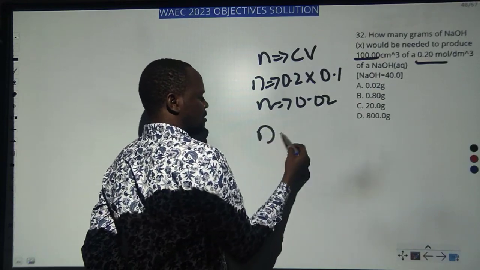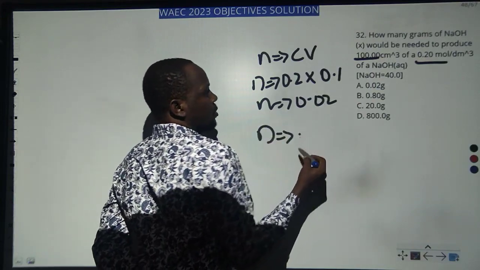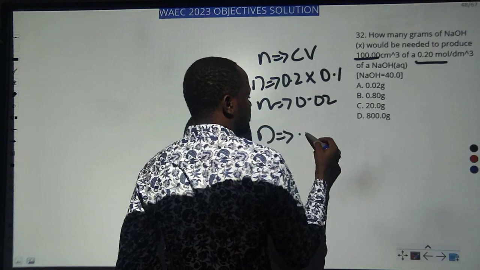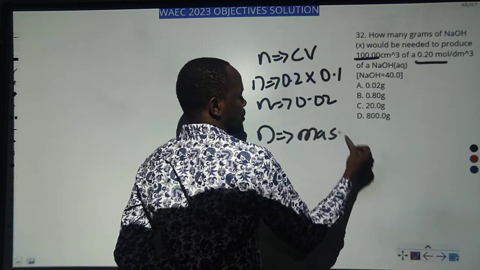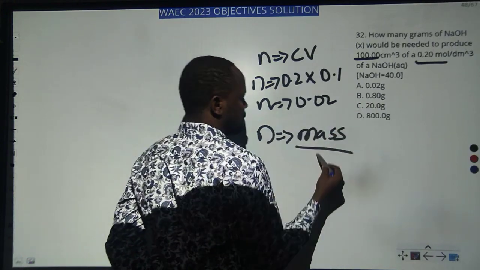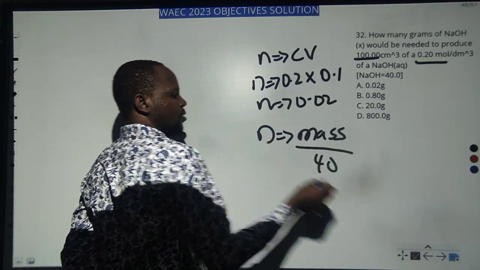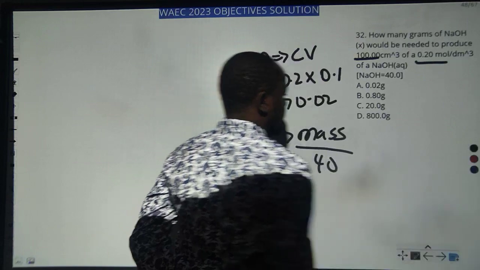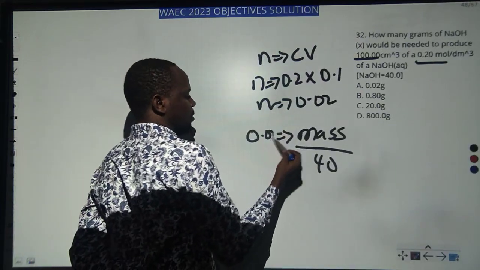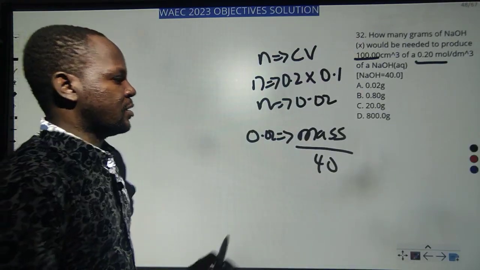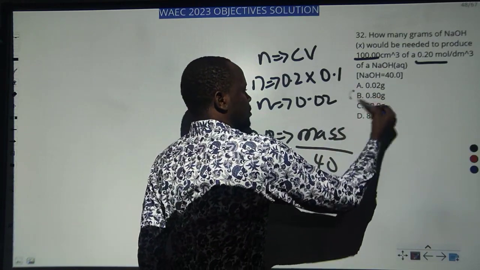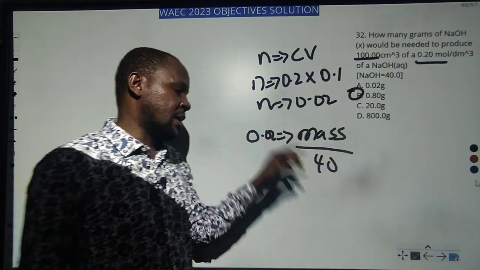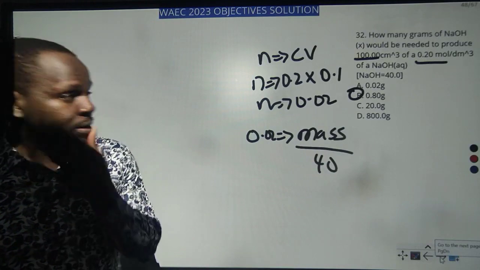So number of moles is mass over molar mass. The mass is what you are looking for. The molar mass of NaOH is 40. So 40 times the number of moles you just calculated, 0.02. So the answer should be this one. You can always check for any mistake. 40 times 0.02 is what? 0.8. So next one.